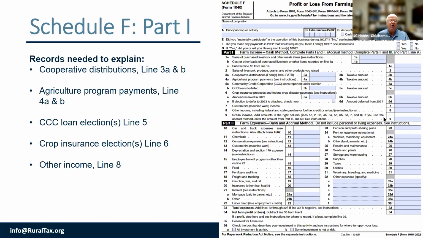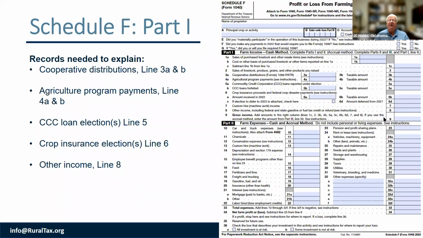Then we have ag program payments. They show up on 4A and 4B. The total amounts in 4A, the taxable amounts in 4B. So if we've taken out a loan on crops, things like this, and a market gain occurs, market gain is usually reported in 1 year, and consequently, the taxable amount would be in the following year. So you didn't want to double count that. So you'll make an adjustment from 4A to 4B, taking that out so that we do not double count and get taxed on that income twice.